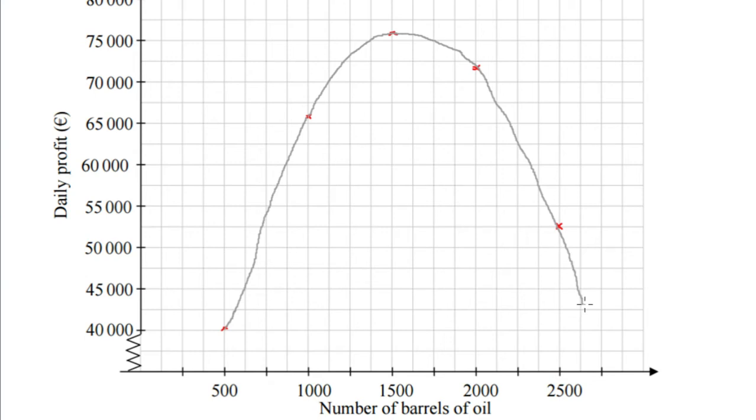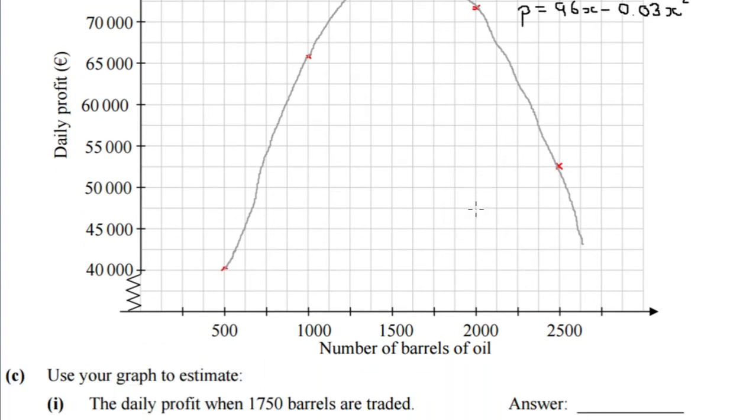Alright, so it's going to look something like that. So this is our profit function. P is equal to 96x minus 0.03x squared. And that's part B done.